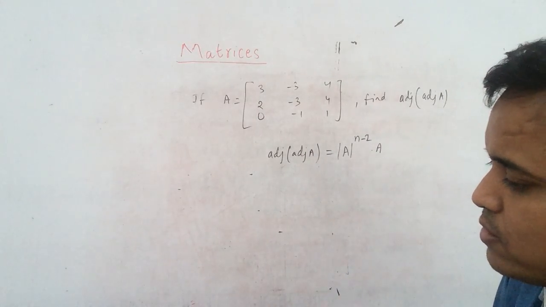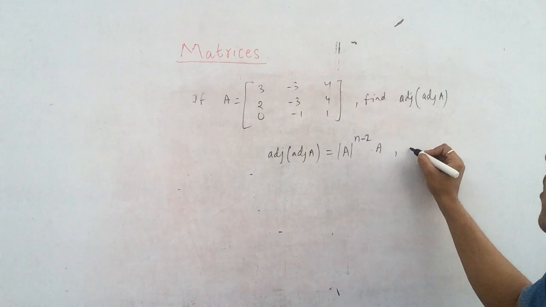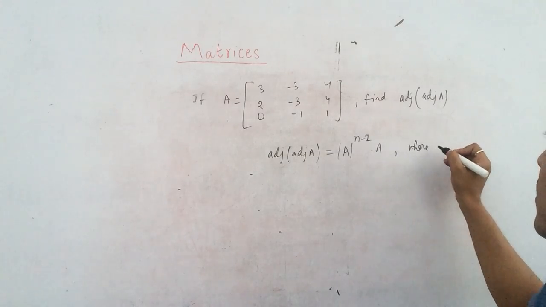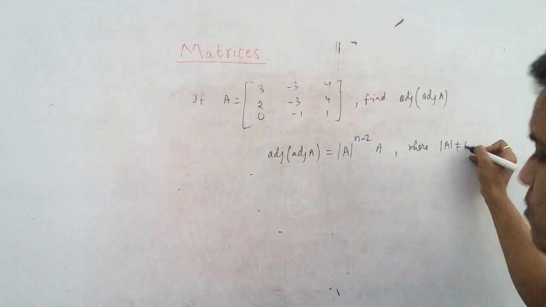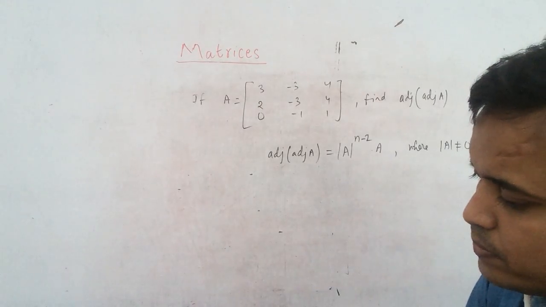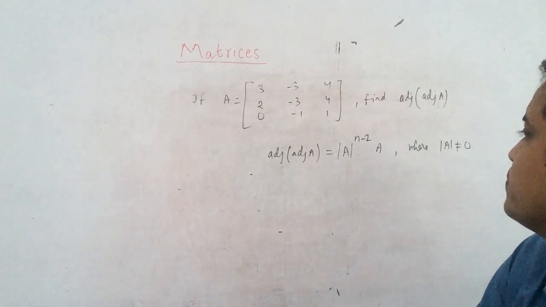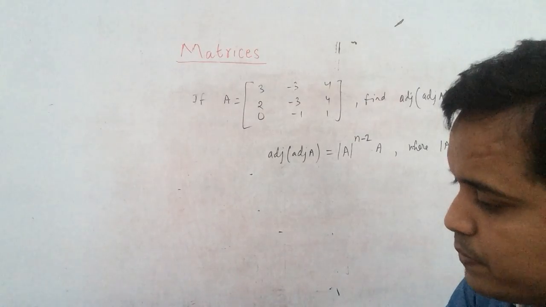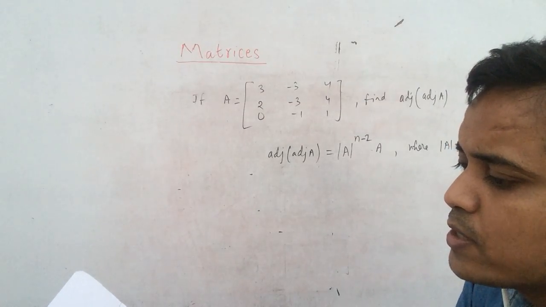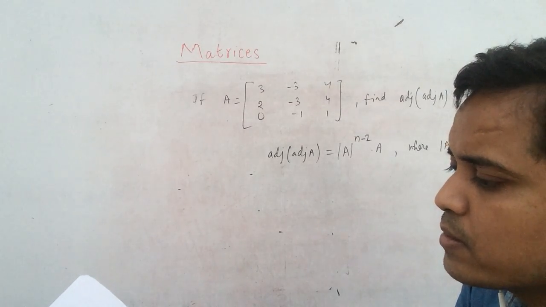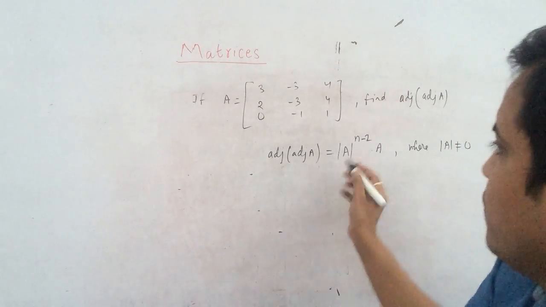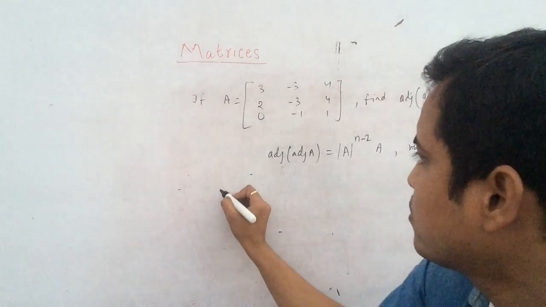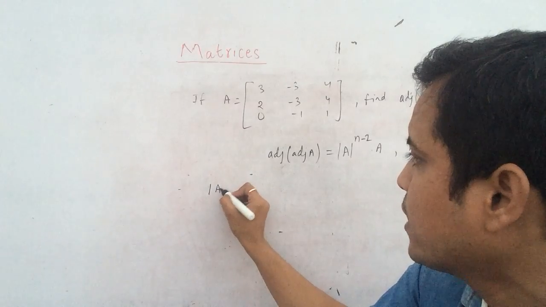No, it is n minus 2 into A. So you have to learn this. But there is a condition where the determinant of A should be not equal to 0. Yes, this is the property. Now we have to use this. So first solve the determinant of A.